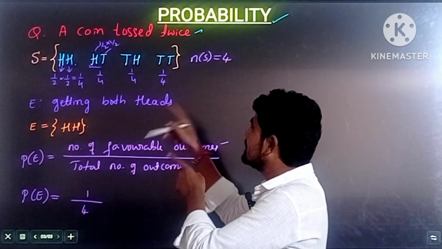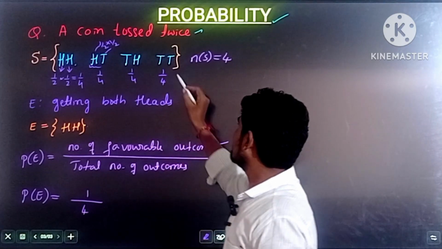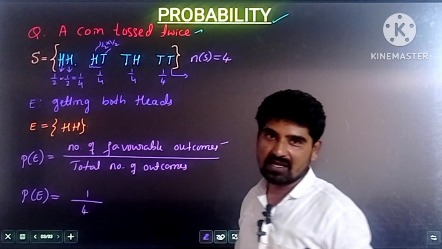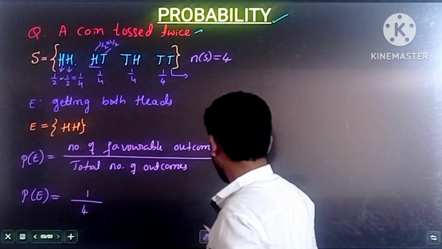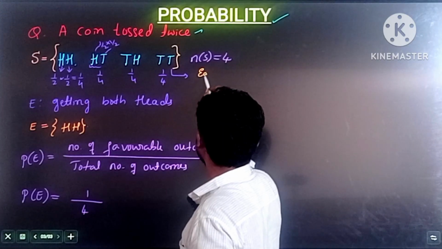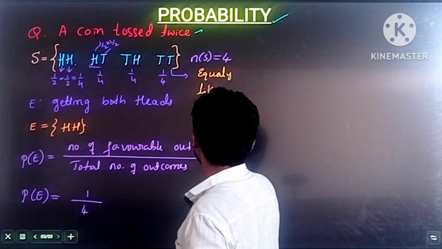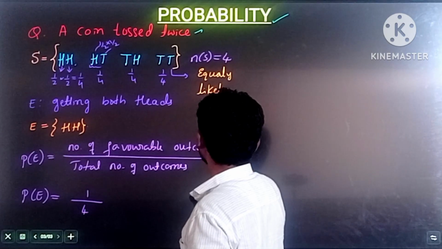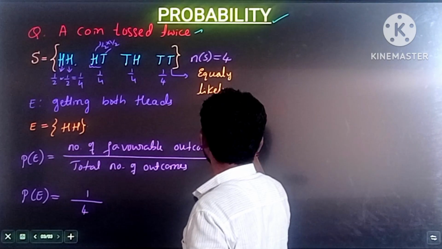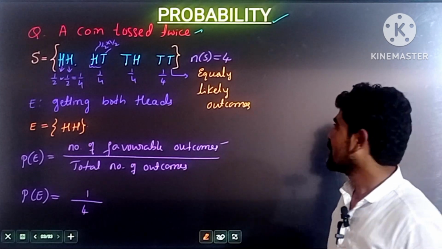It means each outcome has an equal chance to appear. Hence these types of outcomes are known as equally likely outcomes. I hope all of you understand it. Equally likely means equal chance to appear.